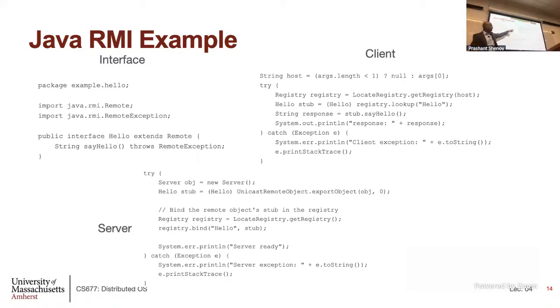Okay, so the stub code will then send a method. So you will see that the code does not have any networking in it, even though this say hello method is actually going to trigger a network message that's going to be sent to the server to execute the say hello method and get back a response. Is that clear? Okay. So that's the Java example. Any questions before we move on to some other system?